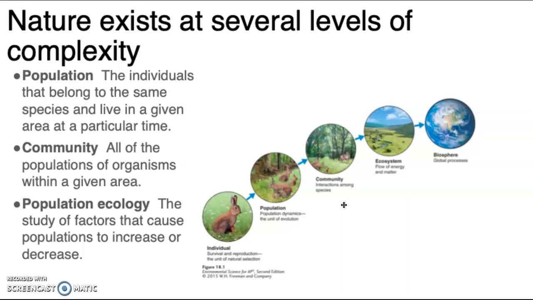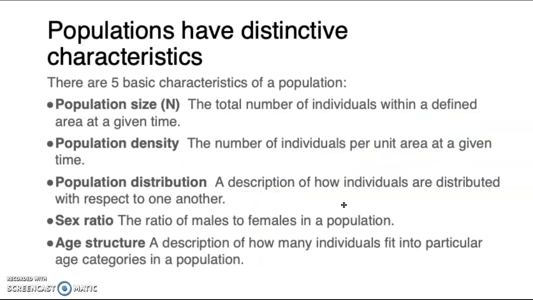Our ecosystem is going to take our community and add in our abiotic factors. So thinking about the flow of energy, flow of matter, all the cycles occurring. And then our biosphere is going to take all of our ecosystems and look at it at a global scale. So the biosphere really is the whole Earth. So this unit we're looking at population ecology. So we'll look at factors that are going to cause populations to increase or to decrease.